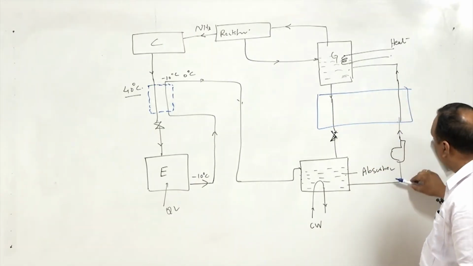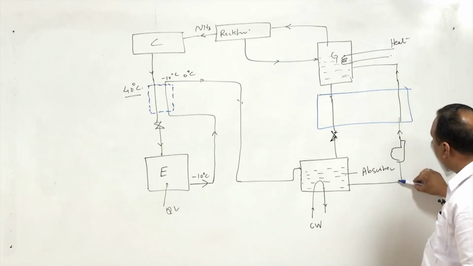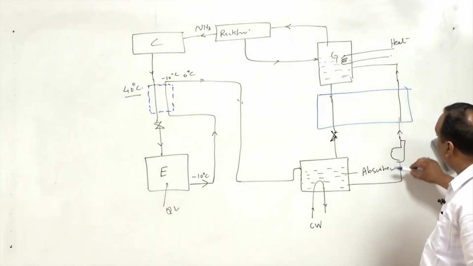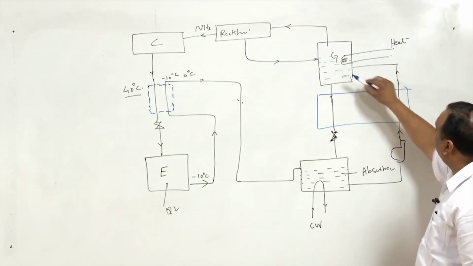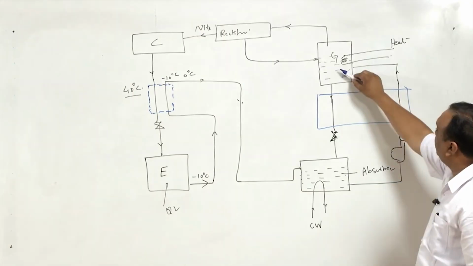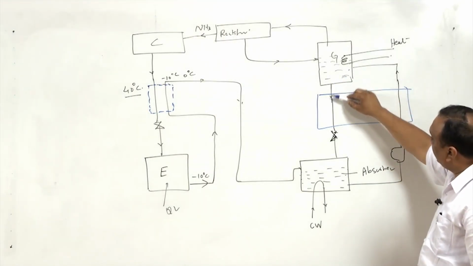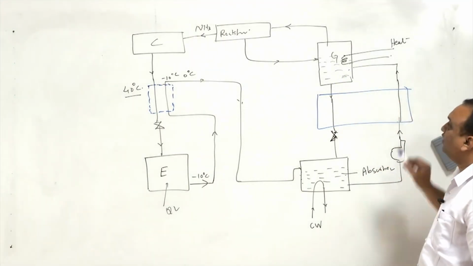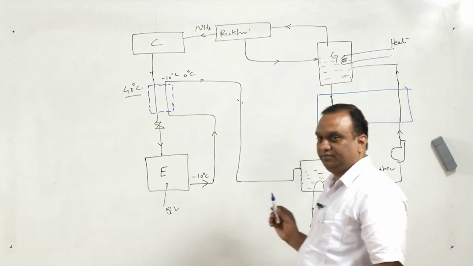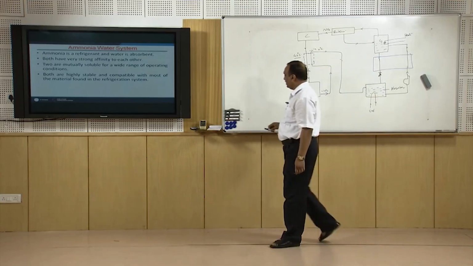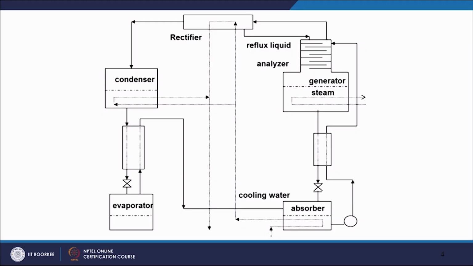This is the solution of absorber and absorbent which is pumped to the generator. So, in any case it is going to get heated here. So, with the return line, if it takes heat, that will also improve the efficiency of the system. This is a typical arrangement for an ammonia water system, which is shown here in the presentation.